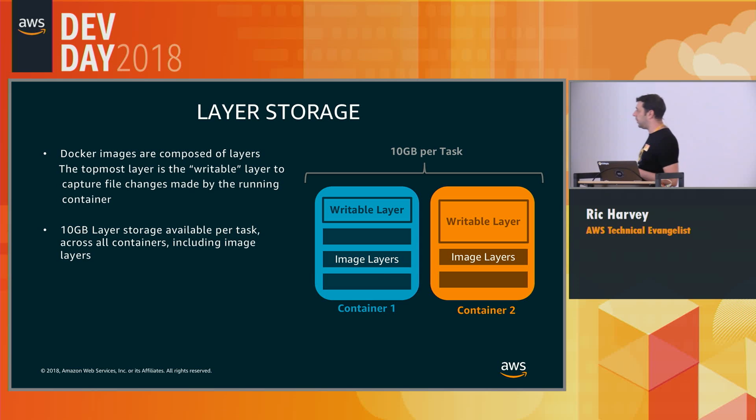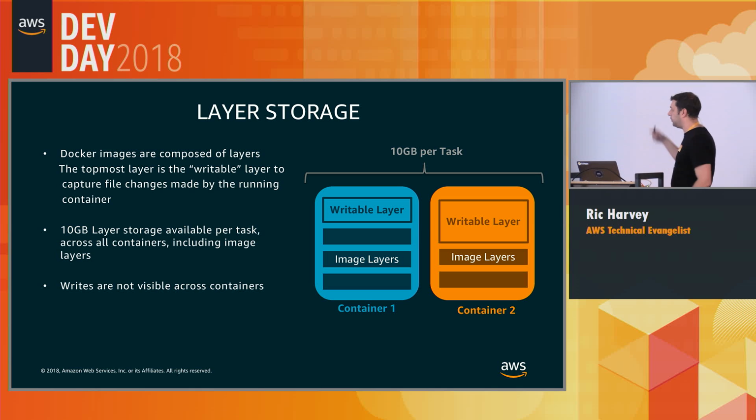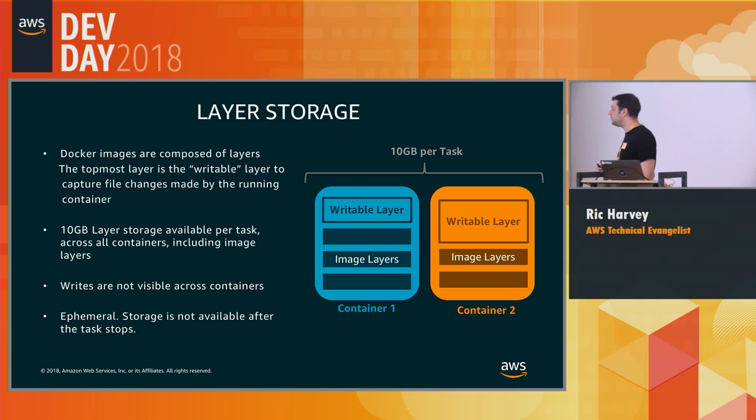And by default, each task has 10 gigabytes of storage for all the containers on there. They share that 10 gigabytes worth of space, even though the containers are logically separated. So if one of your containers uses a lot of that space, the others can use less, is what I'm trying to say there. Once you stop the containers, that ephemeral storage disappears. It's gone. So you lose that.